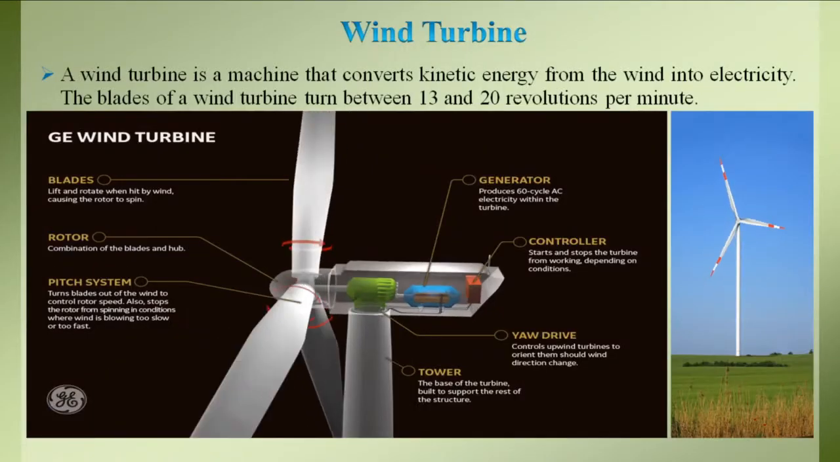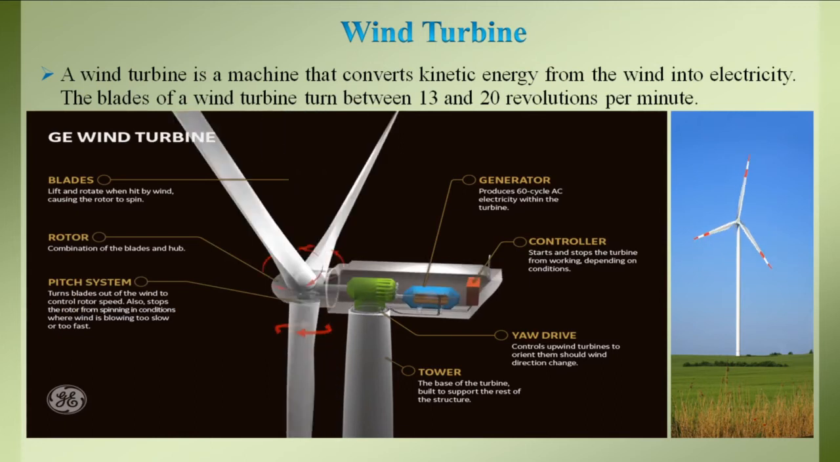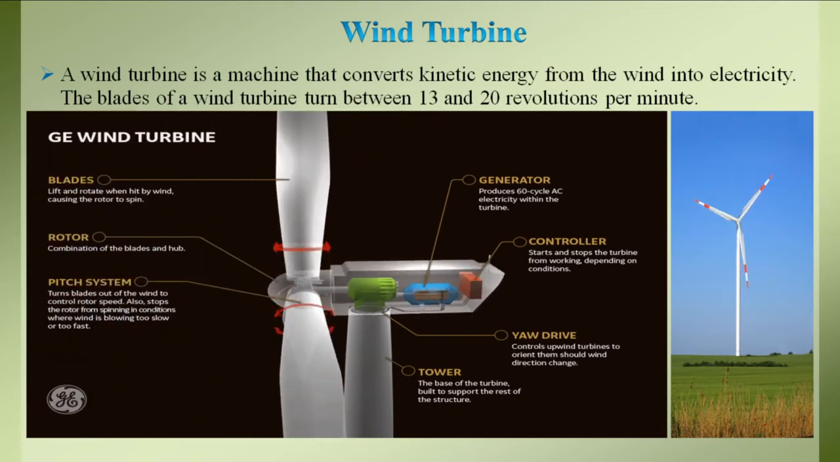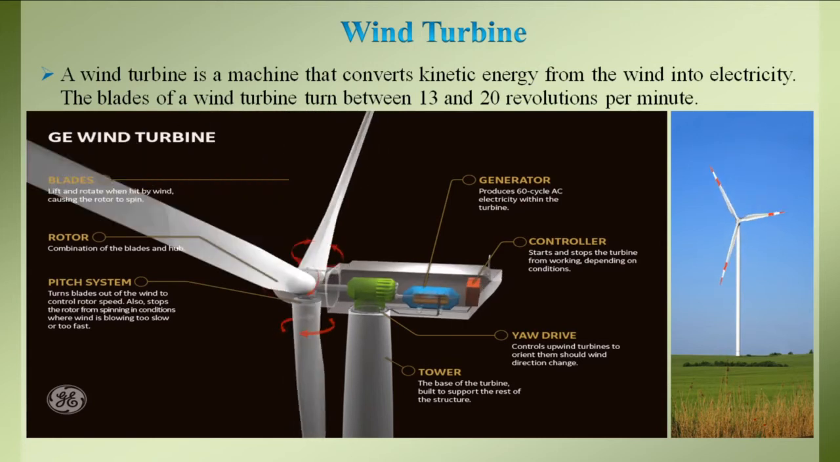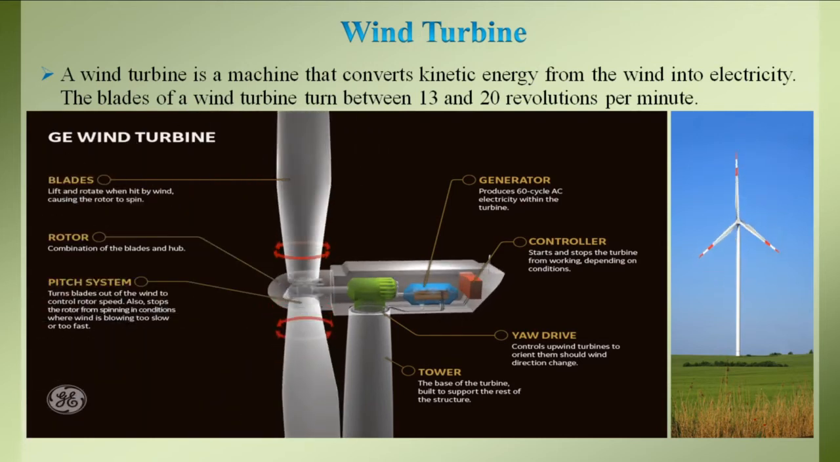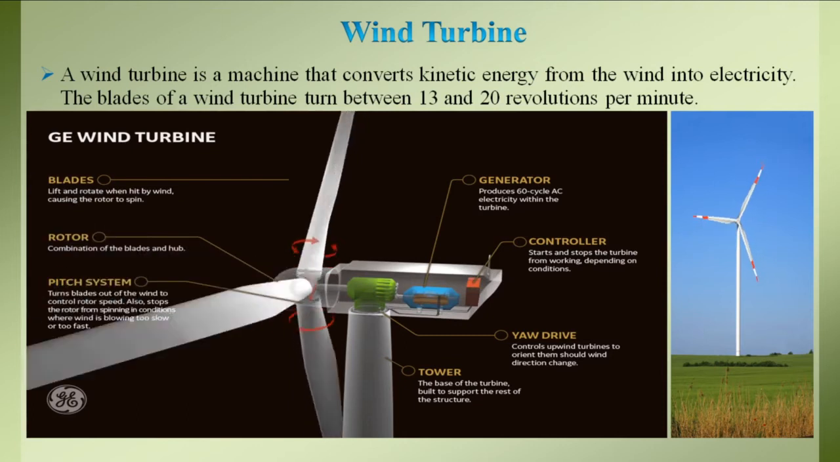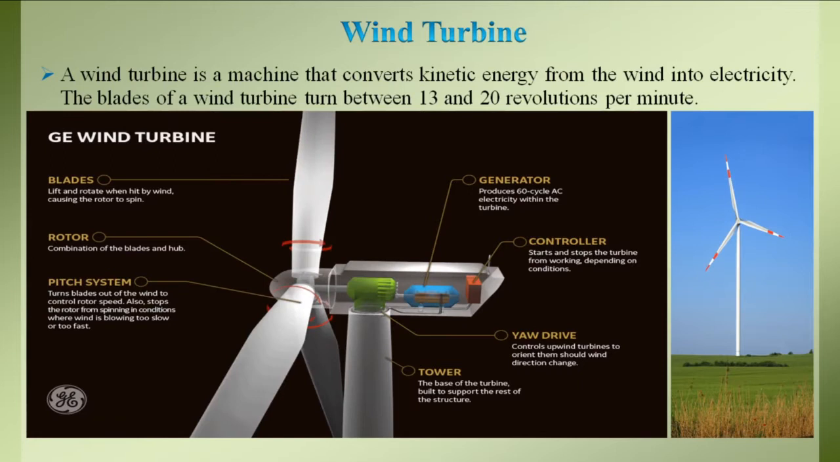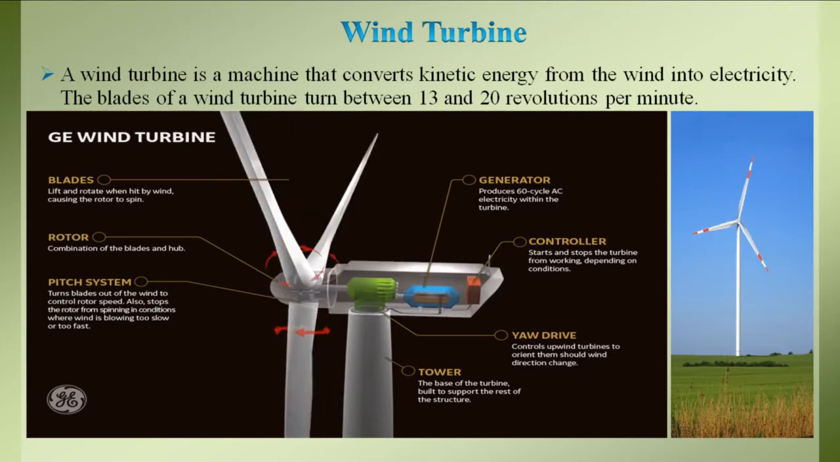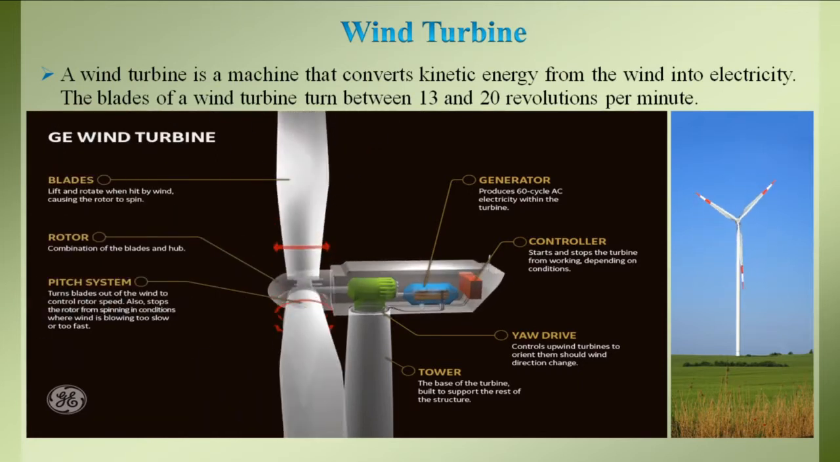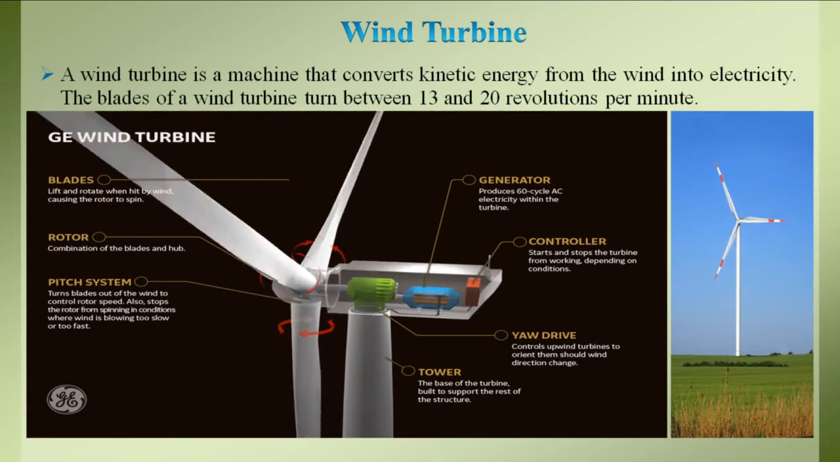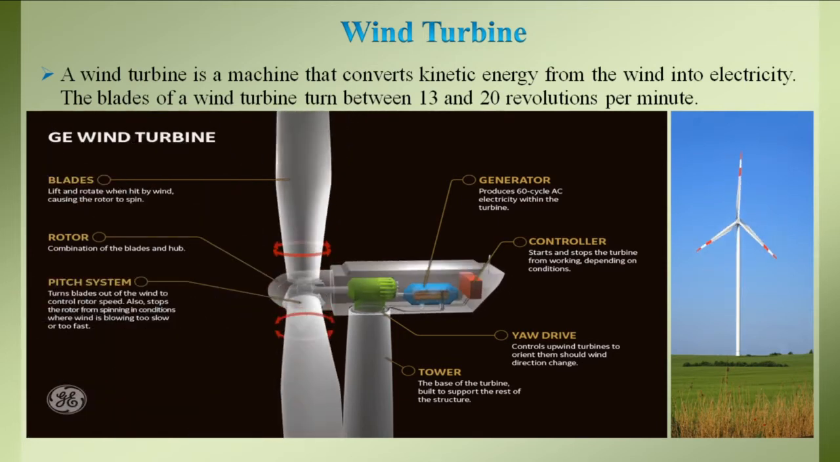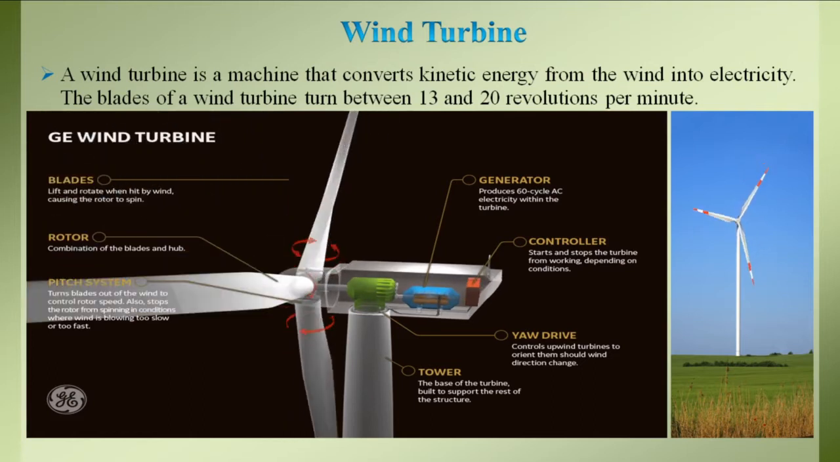A wind turbine is a machine that converts the kinetic energy from the wind into electricity. The blades of the wind turbine turn between 13 to 20 revolutions per minute. Basically, the wind turbine utilizes the kinetic energy of the wind flowing over the rotor blades. This kinetic energy generates lift and drag forces over the turbine blades, because of which rotational motion happens. Further, this motion is connected to the generator, which creates electricity.